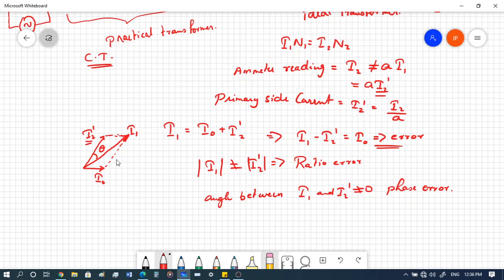So in this case, if you are only measuring the current, then that is not much of a problem. The phase error is not a problem. Only the magnitude error is of concern.